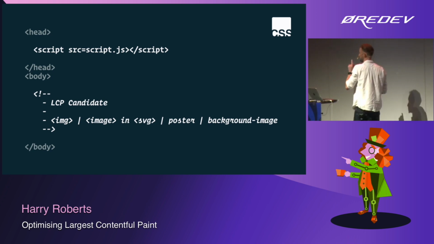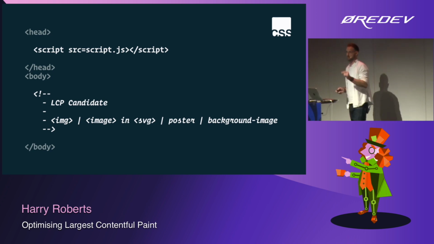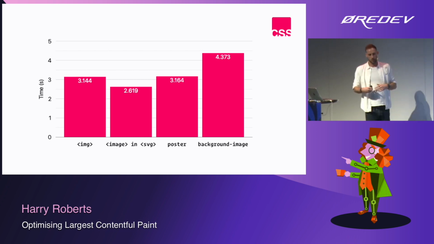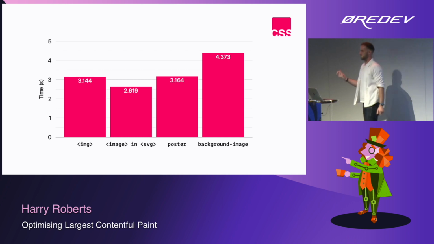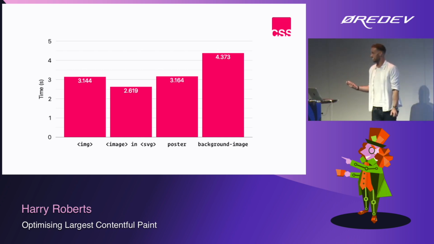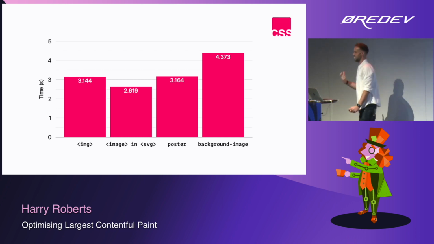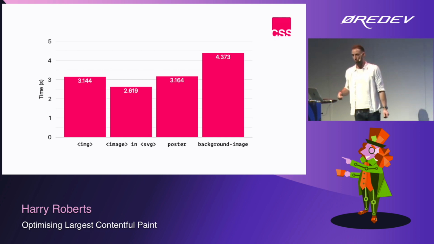So I want to step through each of the permutations and tell you which is going to be the fastest. Looking at the data like this, we'll see that an image, 3.1 seconds. Image in SVG is the fastest at 2.6 seconds. A poster image on a video is virtually identical to the image element, so we're looking at 3.1 seconds again.